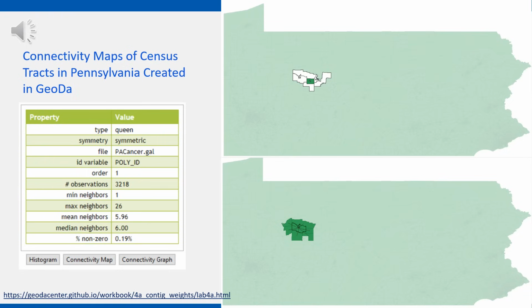Once the local Moran's I is run, several maps are produced. The one on the slide is a connectivity map. It allows you to check which tracts are connected to each other. On the top image, you can see the neighboring tracts highlighted and the connection lines in the image below. More details about how to do this are on the GeoDa website.